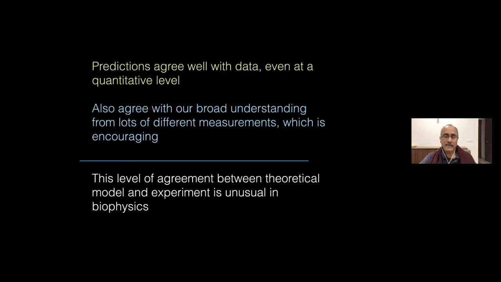Okay. So I would say, looking at that, even with my most skeptical physicist hat on, these are predictions that agree well with data, even at a quantitative level. And they also agree with a broad understanding from lots of different measurements. Each of those was a separate measurement by a separate group. The group that did the center of mass location was not the group that did the locations of the distributions of chromosomes 18 and 19, was not the group that did the territory formation. So the fact that you have a theoretical framework that can address many different experiments is also very interesting. And any agreement between theory and experiment is fairly unusual in biophysics, especially biophysics of living systems.